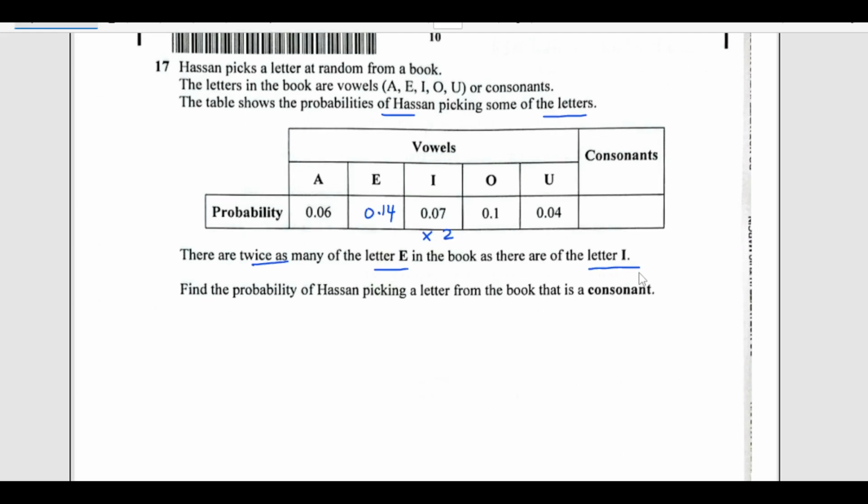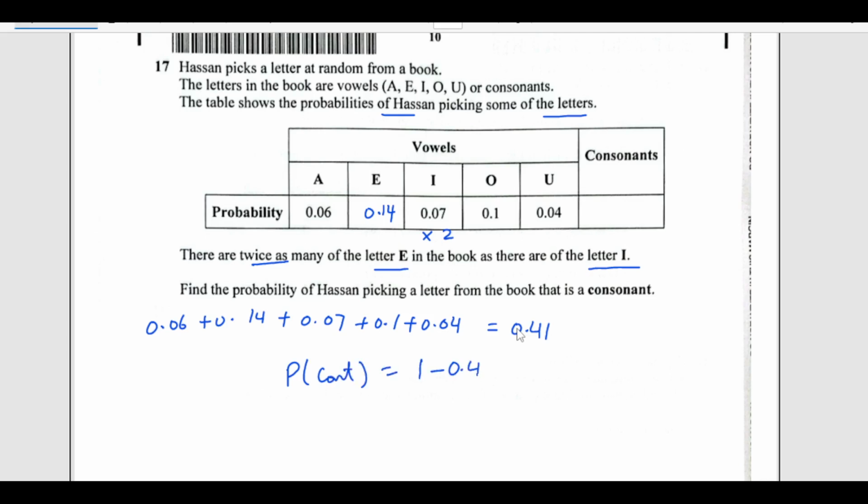Once we got this, now the sum of all of these should be 1. So 0.06 plus 0.14 plus 0.027 plus 0.1 plus 0.04. So I got it over here. When you add, you can just use a calculator, then the probability of the consonants is 1 minus 0.41, which is 0.59, right? So 0.59.